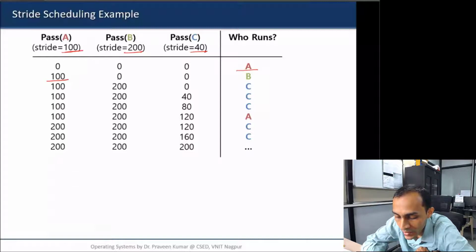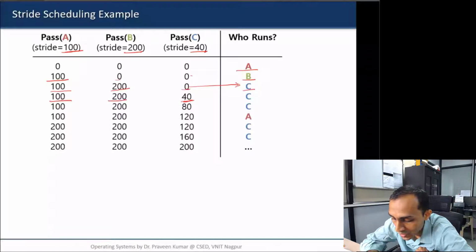Now the next time, it has to decide among B and C. Both have 0 value. So let us say it decided B. So B's pass value will be incremented to 200 now, and C still remains 0. Next time when it has to decide, C will run, and C will be incremented by 40 to 40. Next time when a decision has to be made, which one has the lowest? C has the lowest, so C will be chosen. So C will become 80, then again C will be chosen. C will become 120 here. Now once C becomes 120, A has the lower value, so A will be scheduled first, and so on.